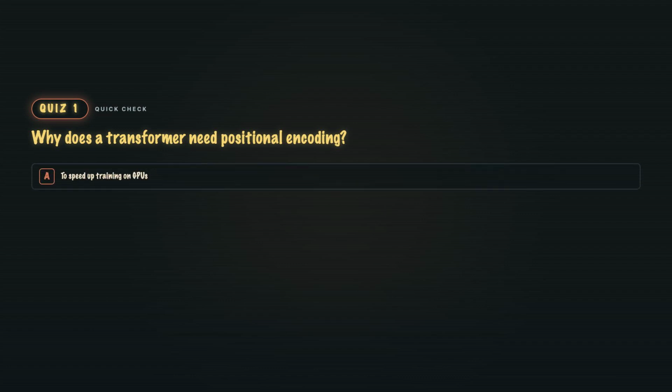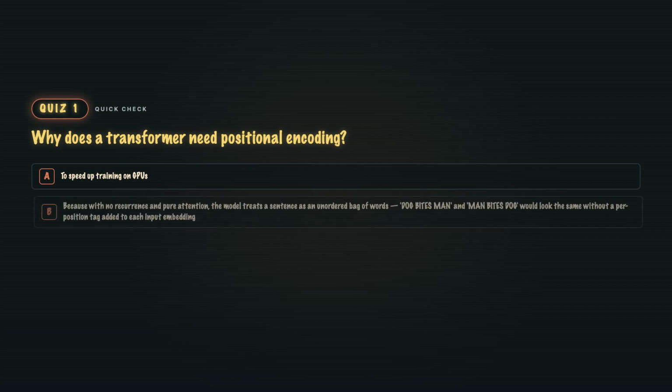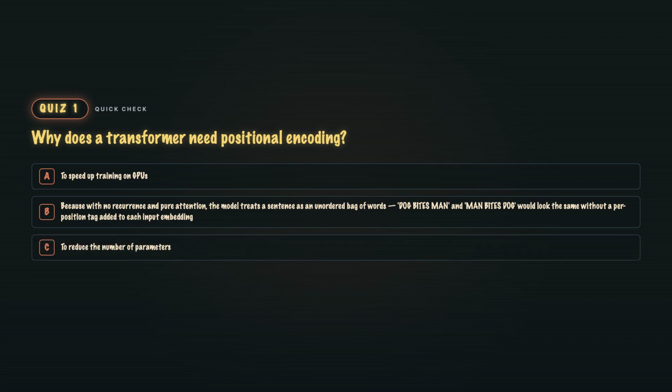Quiz 2. Why does a transformer need positional encoding? A. To speed up training on GPUs. B. Because with no recurrence and pure attention, the model treats a sentence as an unordered bag of words. Dog bites man and man bites dog would look the same without a per position tag added to each input embedding. C. To reduce the number of parameters. Or D. Because ReLU requires it.